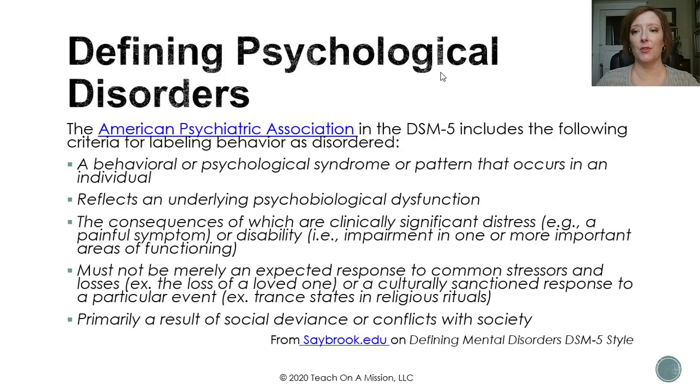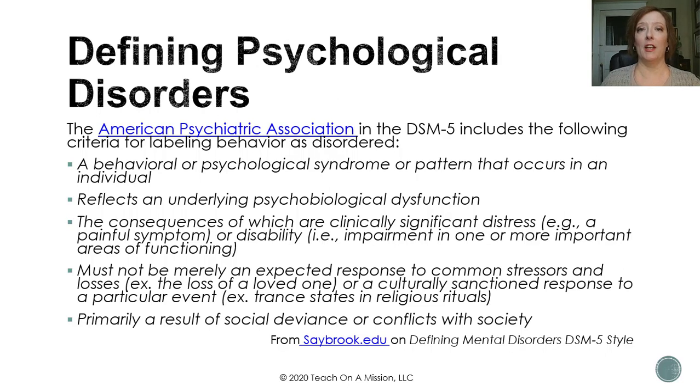The American Psychiatric Association in the DSM-5 includes this criteria to be able to label behavior as disordered. A behavioral or psychological syndrome or pattern that occurs in an individual reflects an underlying psychobiological dysfunction, the consequences of which are clinically significant distress, for example, a painful symptom, or disability, for example, the impairment in one or more important areas of functioning. It must not be merely an expected response to common stressors and losses, for example, the loss of a loved one, or a culturally sanctioned response to a particular event, like a trance state in religious rituals. And it is not primarily a result of social deviance or conflicts with society.